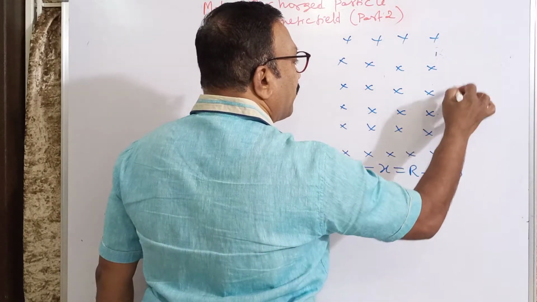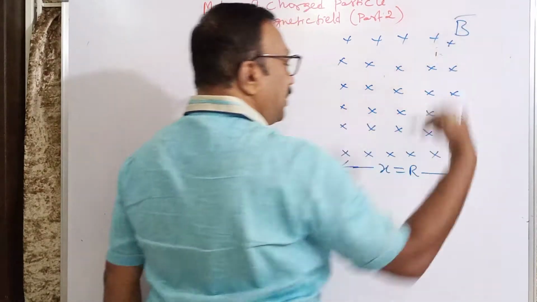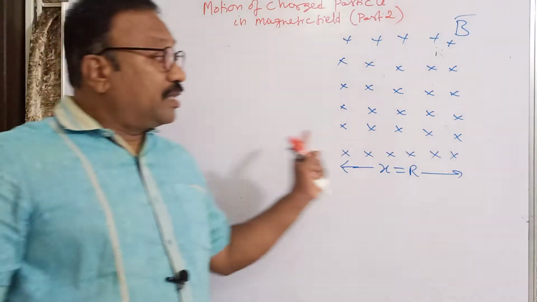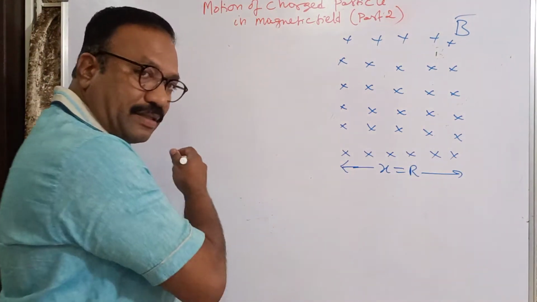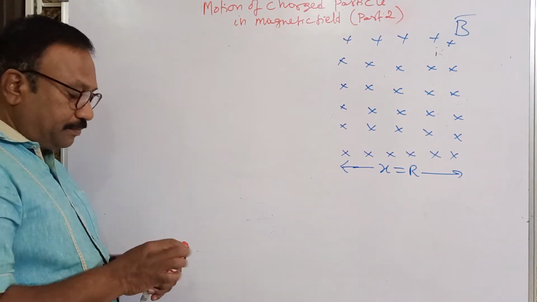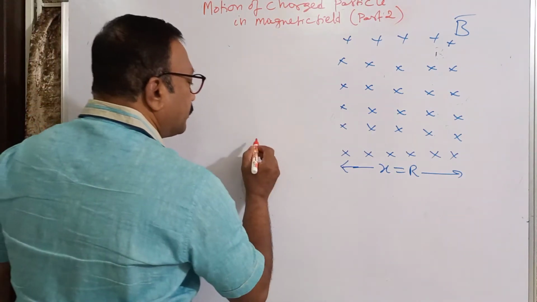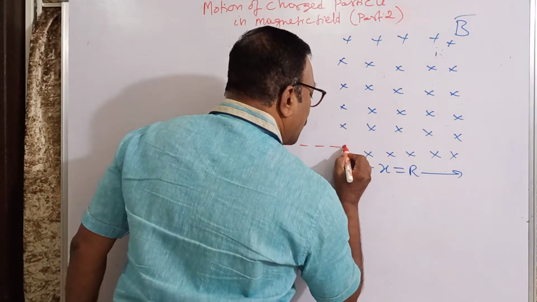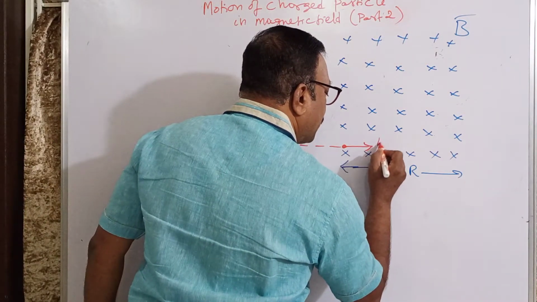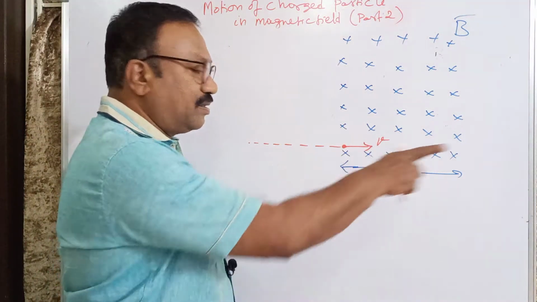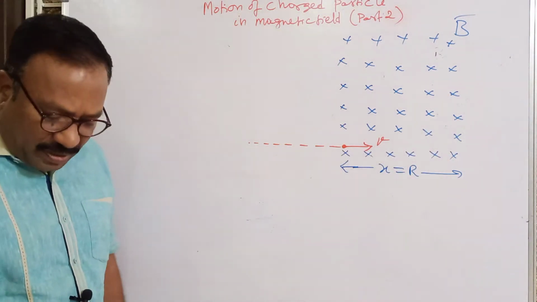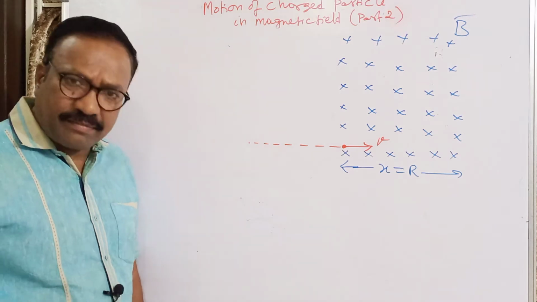So this is a magnetic field. The length is equal to the radius. The particle is entering like this now with some velocity. So it is entering at an angle of 90 degrees with the field. The field is inward, velocity is like this. So it has to make a circular motion only, no doubt.